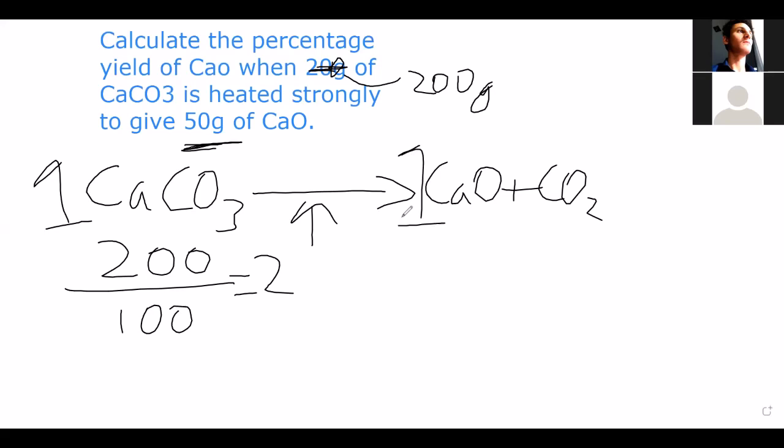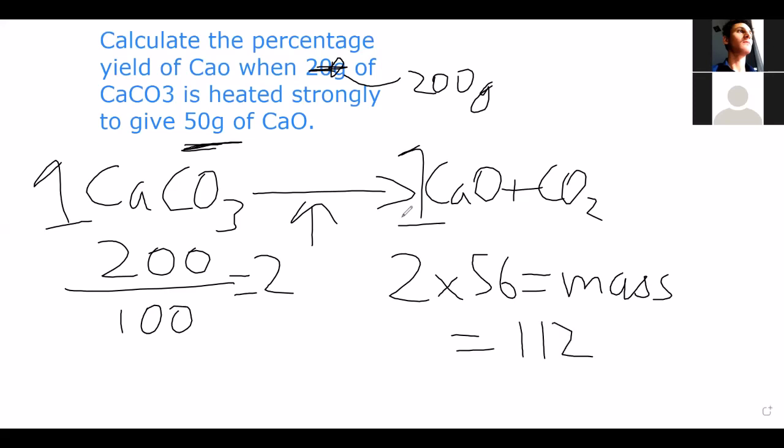Now to find the theoretical value of calcium oxide, we'll multiply 2 with the MR of calcium oxide. The MR of calcium oxide is 40 plus 16, that is 56. This will give us the mass. So mass is equal to 112. Now this is the theoretical value. Experimental value is 50 grams.